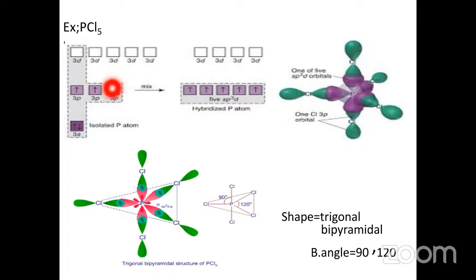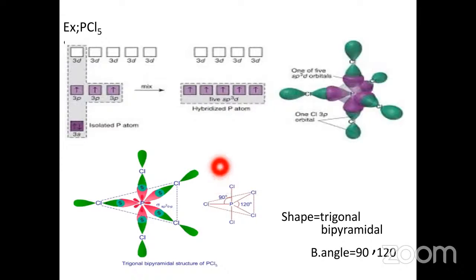In the excited state, an electron from the 3s orbital enters the 3d orbitals. Now, one 3s orbital, three 3p orbitals and one 3d orbital of the phosphorus atom intermix to form the 5 sp3d hybrid orbitals. These 5 sp3d hybrid orbitals have unpaired electrons. So these 5 sp3d hybrid orbitals overlap with the 3pz orbitals of the chlorine atoms to form the 5 sigma bonds.